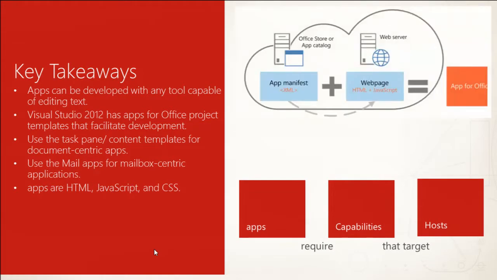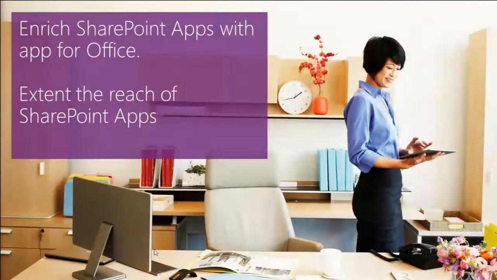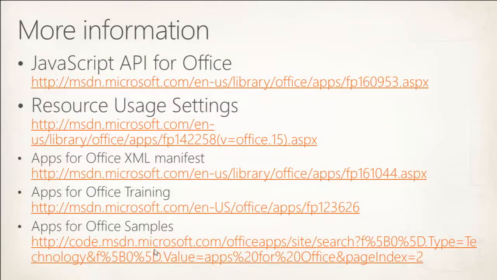Apps for Office, there are manifests and a web application that gets hosted by the Office runtime. And lastly, the types of apps and what they target. The Excel web app shows an asterisk next to it because task pane applications don't render within Excel web apps. They don't render at all. So use apps for Office to enrich SharePoint apps and to extend the reach of SharePoint applications that you might be building. Here's a little bit more information that you can gather for building your own apps for Office. These are the key pieces of information you'll need to move forward.